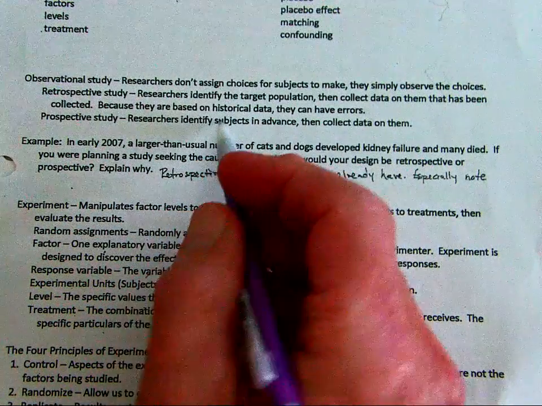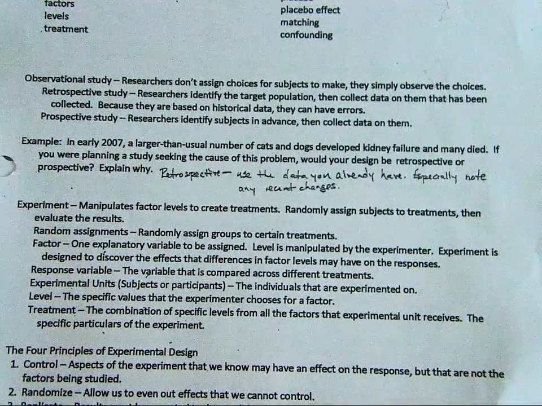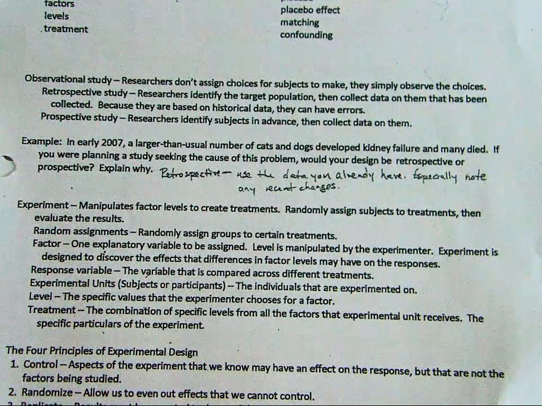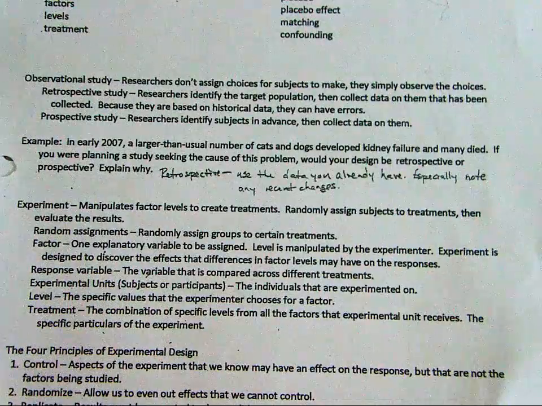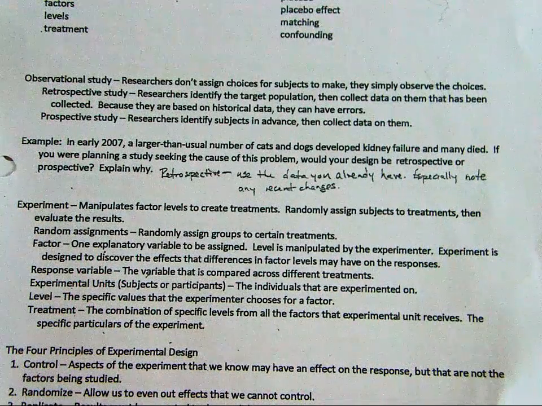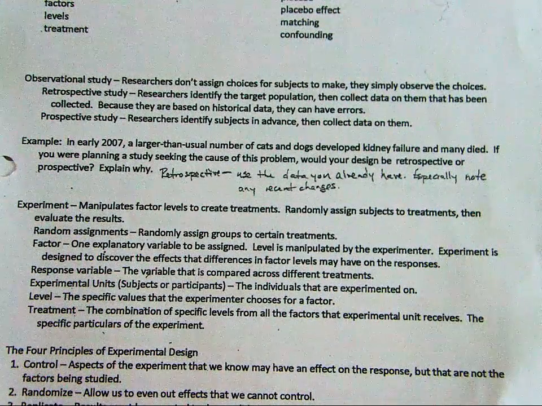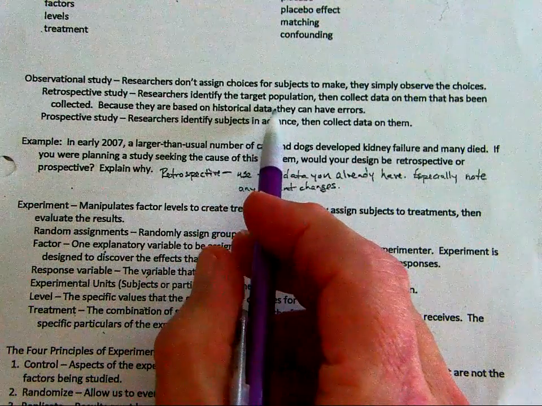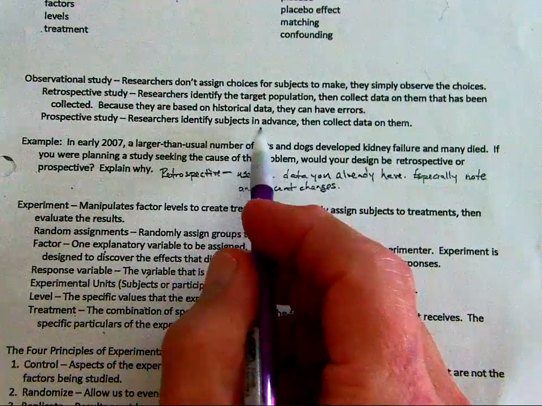Most of them are retrospective, which means they use data that's already out there to study it. Sometimes in a prospective study, they identify the subjects and then collect data, but these are observational studies, not experiments. So again, in an observational study, they don't assign choices. They simply observe what came out of it.